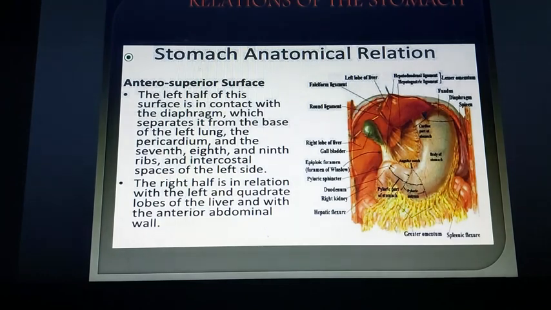The right half is in relation with the left and quadrate lobes of the liver and with the anterior abdominal wall. So this is the antero-superior surface. This is the left lobe of the liver, and this is the quadrate lobe of the liver. Above it is related to the left lung, and here there will be the pericardium, which is covered by the 7th, 8th, 9th ribs and the intercostal spaces. So that is about the antero-superior surface relations of the stomach.